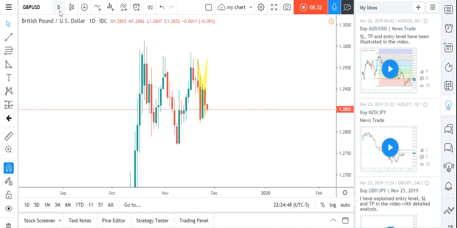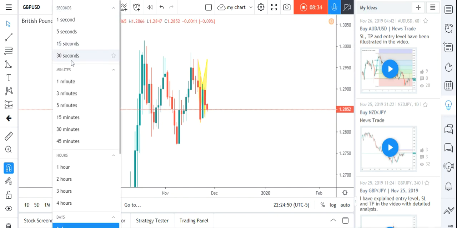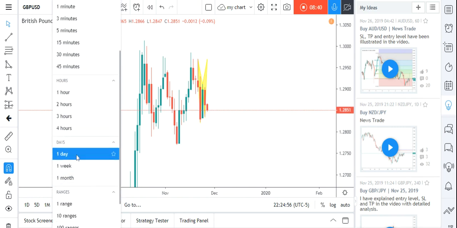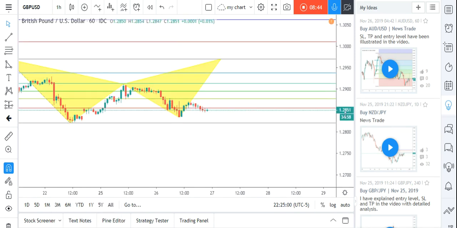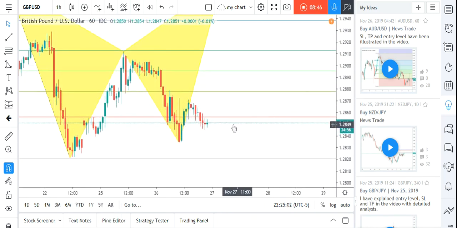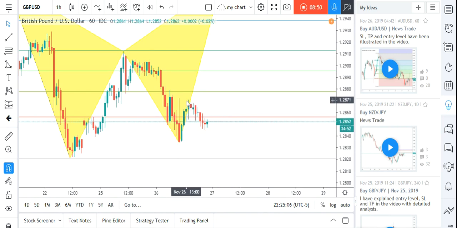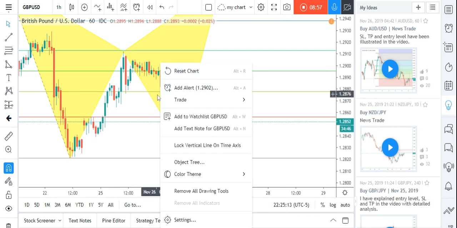Another probable scenario is a downside retracement right from here, where the price is now. So going back to the 1 hour time frame, the probability of the buying scenario is only possible if the market breaks above this, which I have explained. So now I'm going to delete all these objects and show you the alternative scenario.